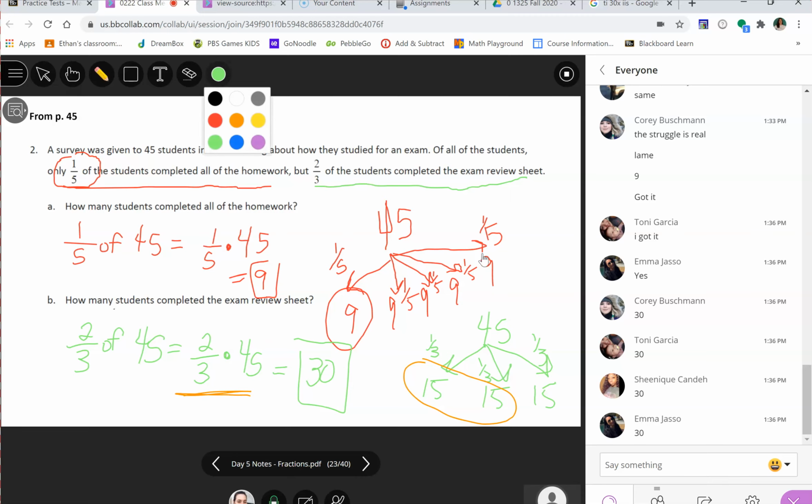So if you see a fraction of something, you're going to know just to multiply on your calculator. Everyone cool with that?